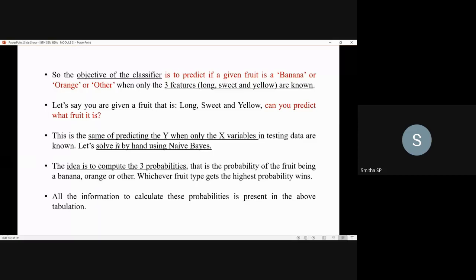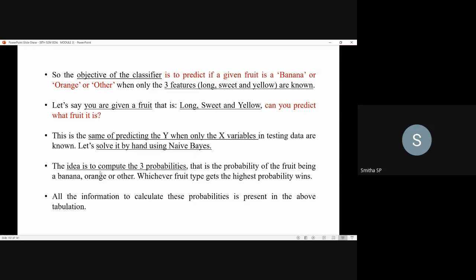This is the same as predicting the y variable when only the x variables in the testing data are known. So they have taken this example and they ask you to predict the y variable when you have only the x variables. By knowing the x variables, you have to predict the y variables in the testing data, in real world problems. So how to solve this? We'll solve it by using the naive Bayes analysis.